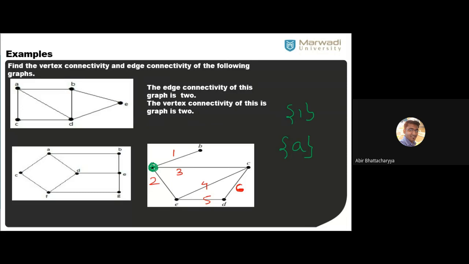So write it clearly. After removing edge 1, what is the disconnected graph? After removing A, what is the disconnected graph? Both you have to draw in your book and write clearly. Hence, EC equals 1 and VC equals 1. Okay. If you don't draw the disconnected graph, you will not get the marks.